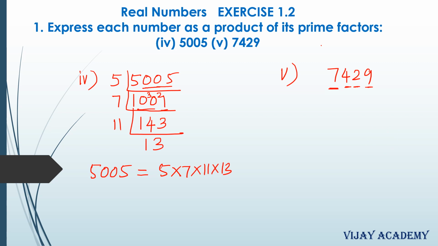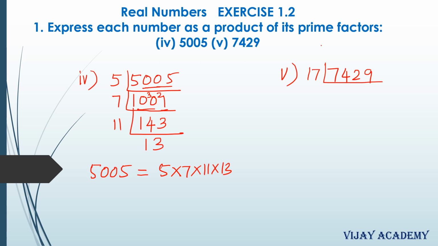Next we need to check this by 13. So we need to divide this directly by 13 and check whether it is divisible by 13 or not. If you divide this by 13, you will come to know that it is not divisible by 13. So next we need to check with the next prime number 17. You need to check whether it is divisible by 17 or not, and then you should divide it. So it is divisible by 17.